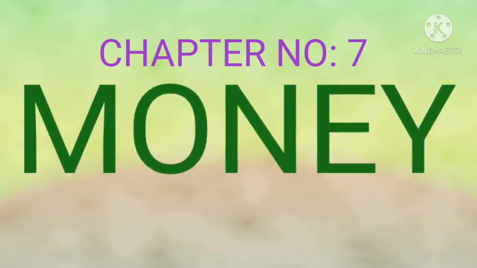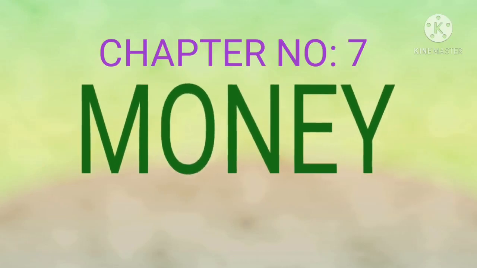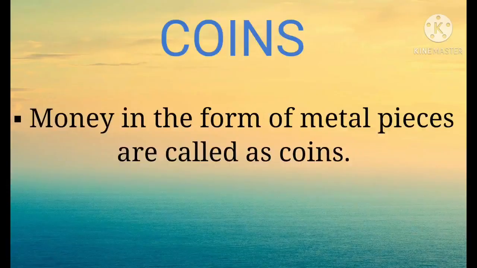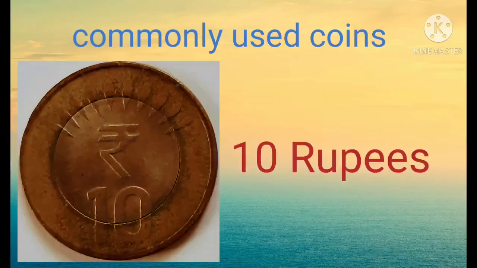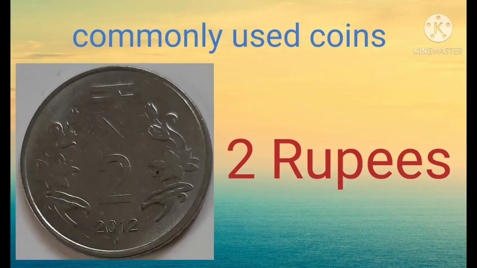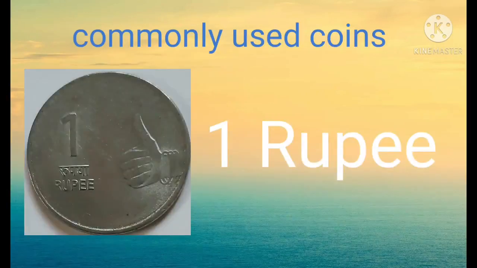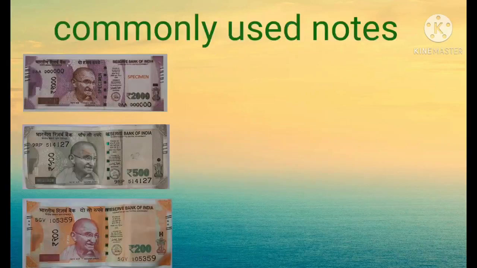Children, in today's class, we are going to learn a new chapter, that is, chapter 7 Money. Money in the form of metal pieces are called coins. Commonly used coins are 10 rupees coin, 5 rupees coin, 2 rupees coin, and 1 rupee coin. Money in the form of paper pieces are called notes.